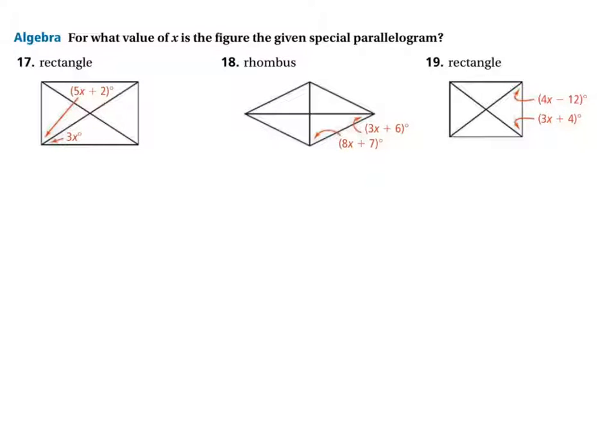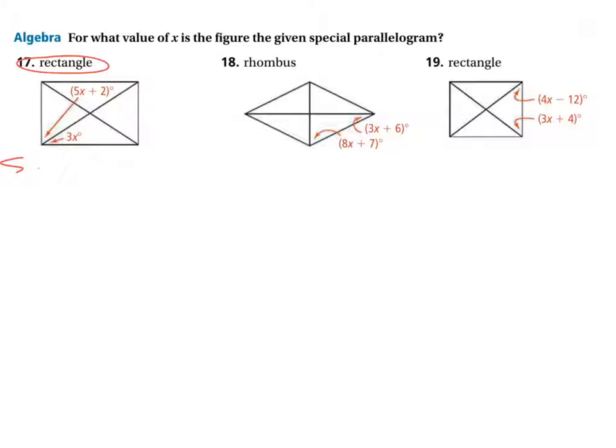So for what value of x is the figure the given special parallelogram? For number 17 here, they're suggesting that it should be a rectangle. Okay, so what do you get at the four corners in a rectangle? You get 90-degree angles. So that means these two angles, whatever they measure individually, have to sum up to 90.